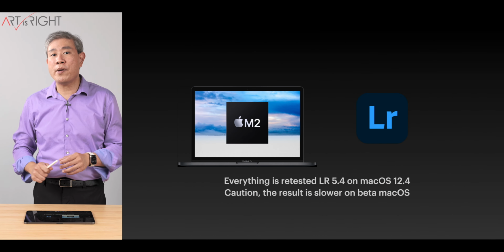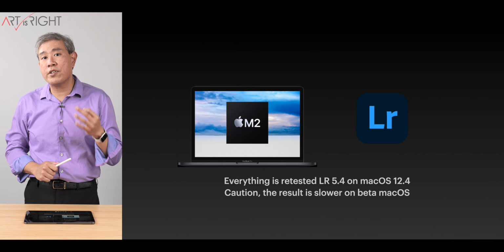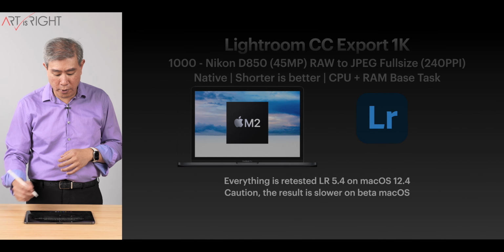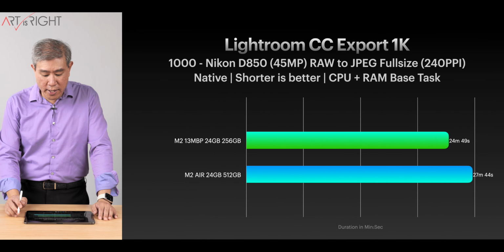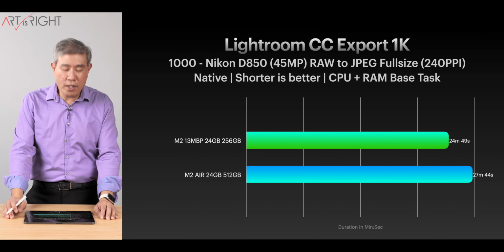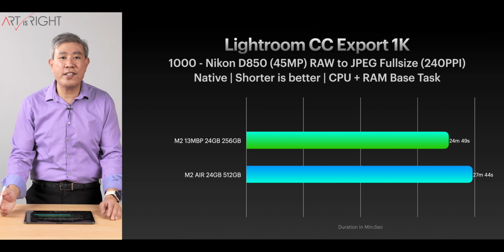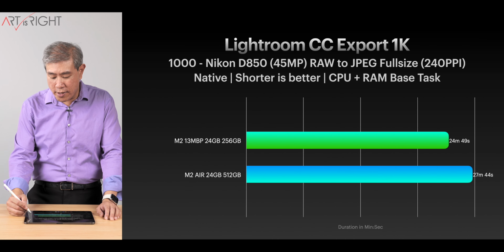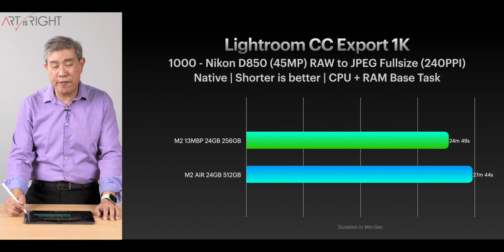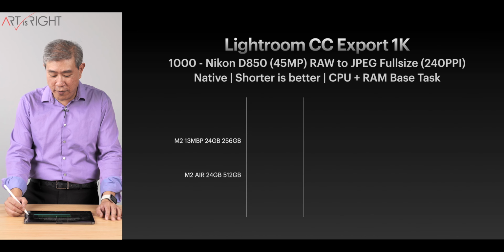Now let's take a look at Lightroom. This is a cloud version running on version 5.4, macOS 12.4. So with this in mind, we can take a look at the result right now. Active cooling is faster. This is again something that we would expect, although the time variation between these two is only a few minutes, and I don't think that it's that big of a deal at all.